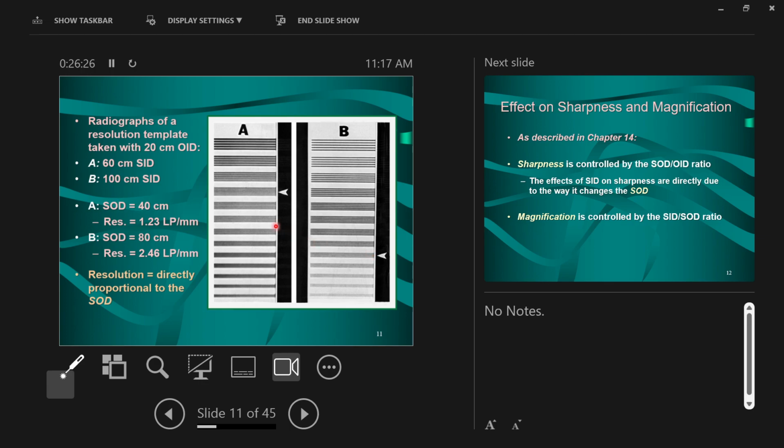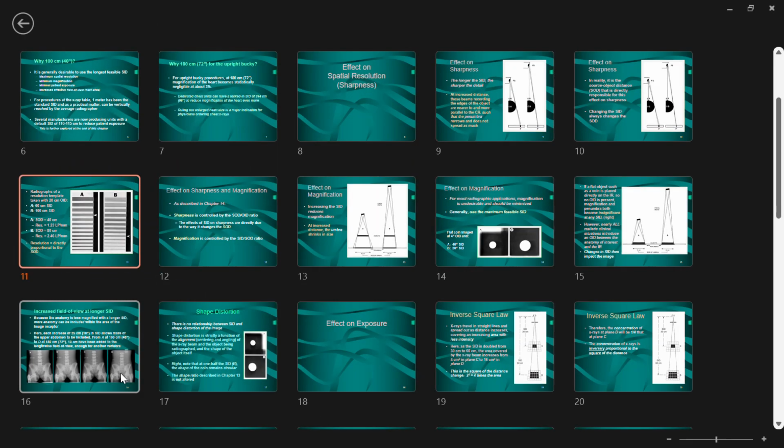Don't worry so much about this line pair per millimeter thing describing the spatial resolution quantitatively. That's not so important. What is most important to take away from this is the relative change in spatial resolution. Spatial resolution improved at a longer distance, image B, and was worse at a shorter distance, image A. That's the idea, relative differences.